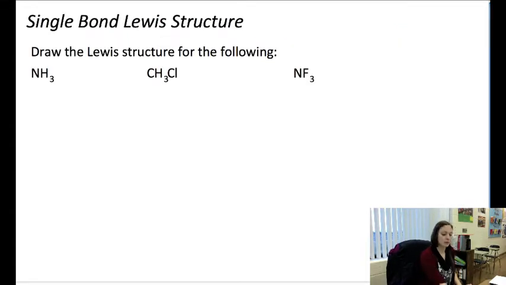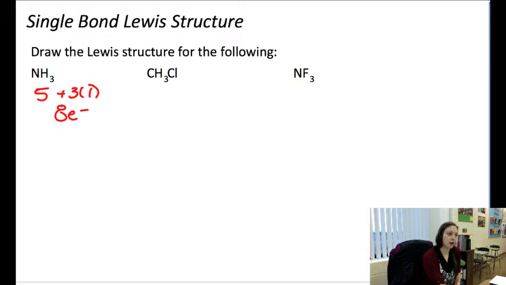So let's start off easy. We're going to look at single bond Lewis structures. So we start with NH3. Okay, N's in group 15. It's got 5 valence electrons. Hydrogen's in group 1. It has 1 valence electron, but I have 3 hydrogens. So 5 plus 3 times 1, I have a total of 8 electrons. That's my total number of electrons that are available to bond.